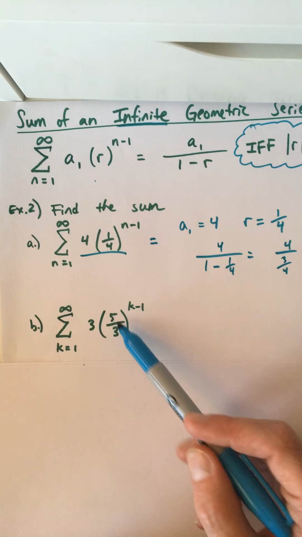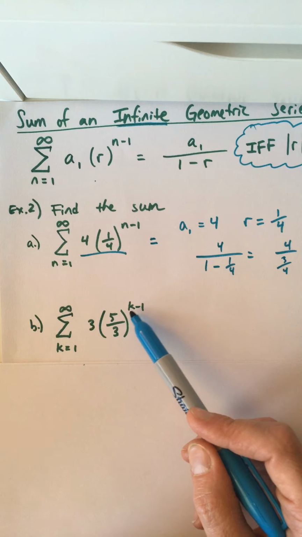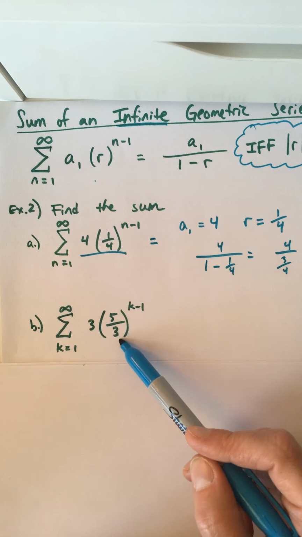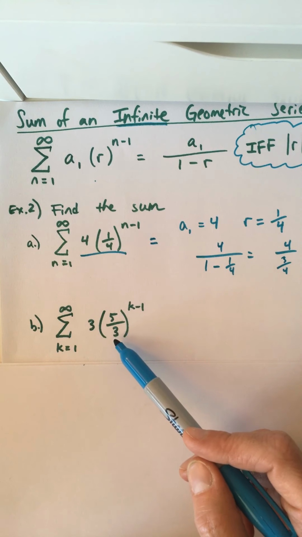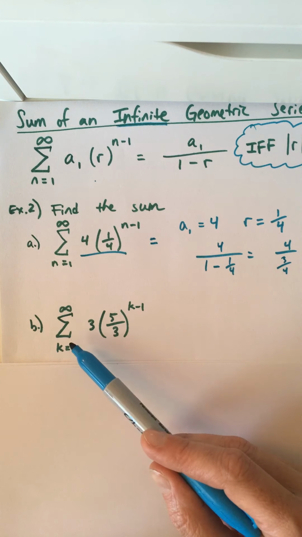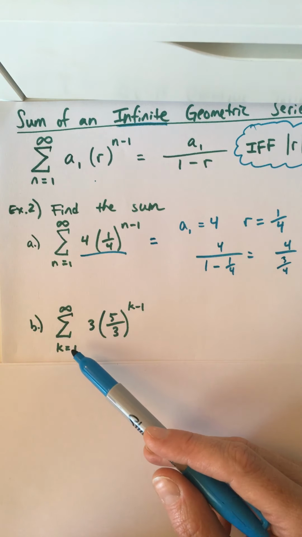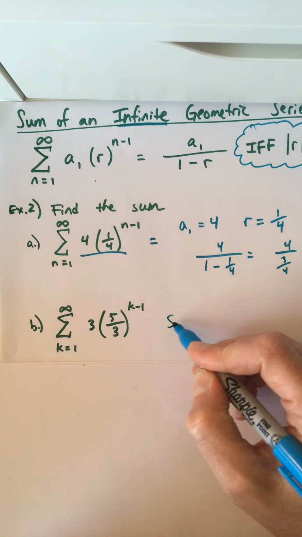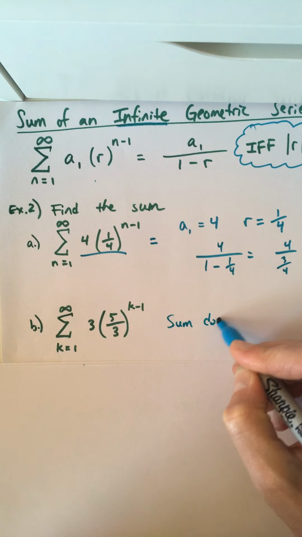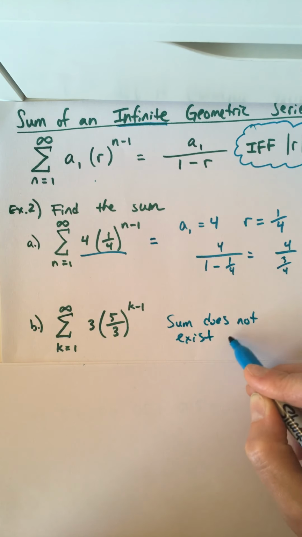Well, since 5/3 is a number greater than 1, every time we raise the exponent to the next power, the value of this gets bigger and bigger and bigger. So since the value of this gets bigger and bigger and bigger, we're adding all of those terms together. That sum is just going to increase infinitely. So this is a case where we cannot find the sum. We would say the sum does not exist, or that it approaches infinity.